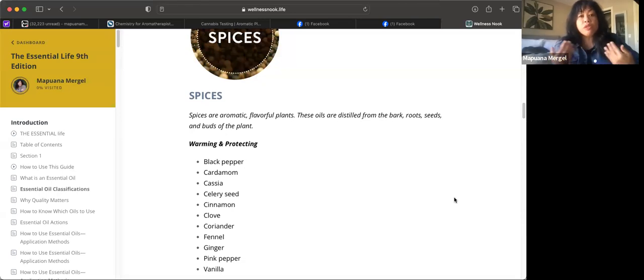Black pepper is wonderful for pain management. I love cardamom. I just put 4 drops in my coffee this morning. Celery seed, I'm not too crazy about, but I'm glad that it's there because when I have digestive issues, I put some on my tummy along with Digest-Zen, and it really, really helps.